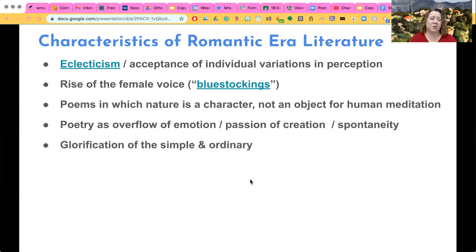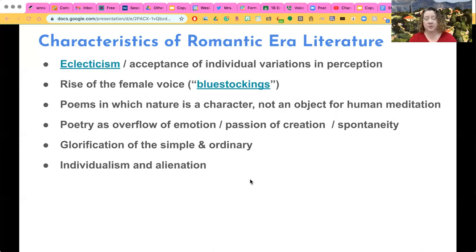I would probably put a star by this one. If I had to say, this is one of the most important things to remember about Romantic era literature, and that is the glorification of things that are normal, things that are simple and ordinary. They didn't wait for a grand event in order to immortalize it by writing about it or painting about it. So you'll see artwork and writing that's sometimes about quiet things, simple things, things that are basic. And those things are revered over things that are exotic or flashy.